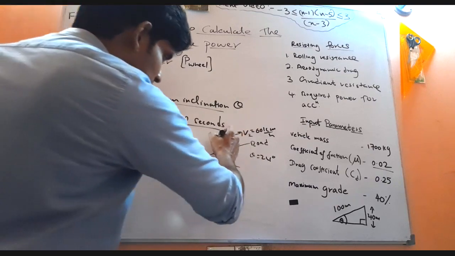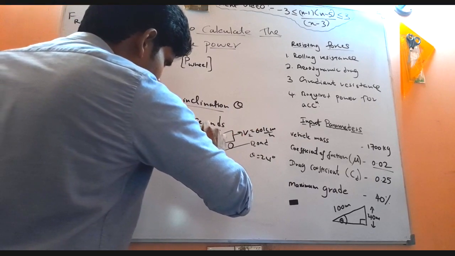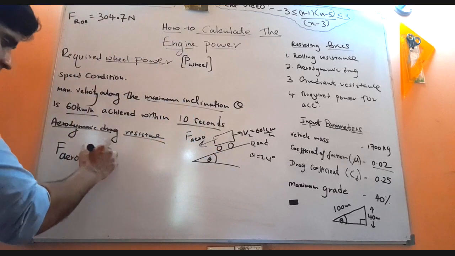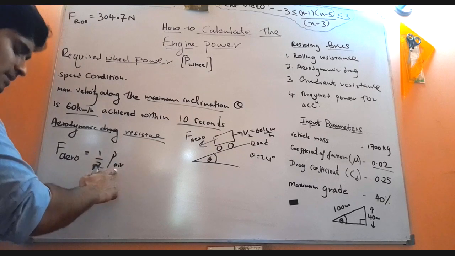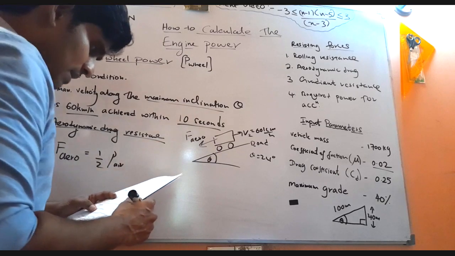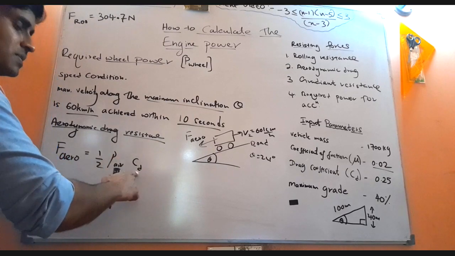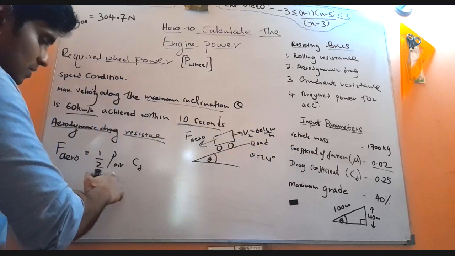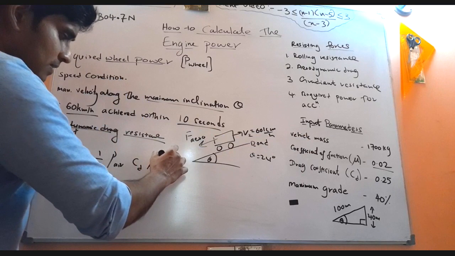So what is the direction? In the opposite direction. So let's call it F aero, A-E-R-O. Very simple formula, right? Nothing much to worry. Half rho, actually rho means the density of air, right? Half rho CD. What is CD? Coefficient of drag. That is already given. Half rho CD A V squared.